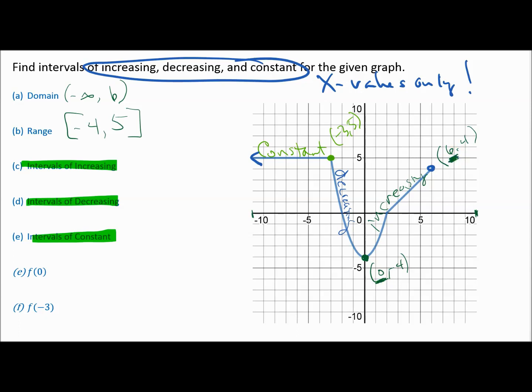Okay. Now, here's another thing. The 0 is included and the 6 is not included. So if you put bracket 0 to 6 parentheses, I'm okay with it. But that's how your current book would do it.